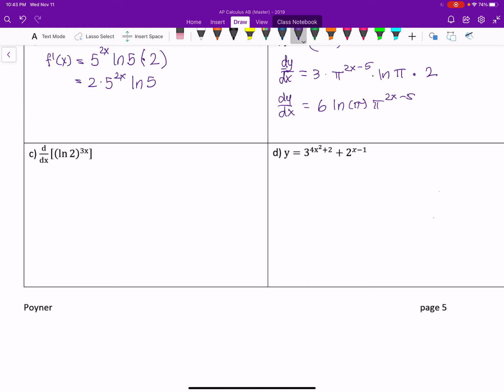For part C, all right, we have to use the base here, same idea. The base just happens to be the natural log of 2, which is some number. So same thing, itself, that's the natural log of 2 raised to the 3x, times the natural log of the base, which is the natural log of 2, times the derivative of the exponent. So that's 3. So 3 times the natural log of 2 times the natural log of 2 raised to the 3x.